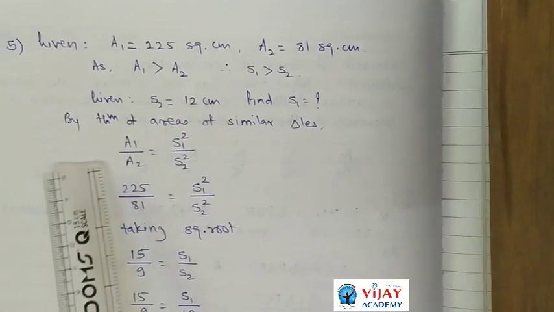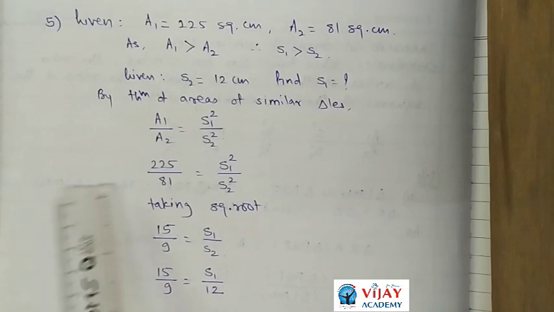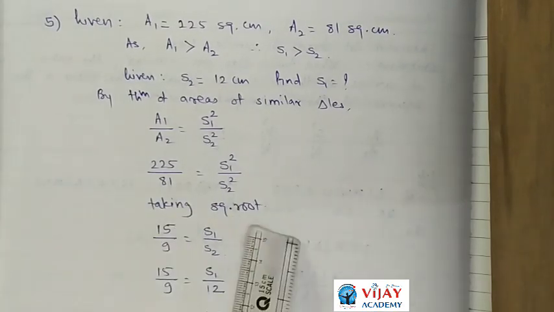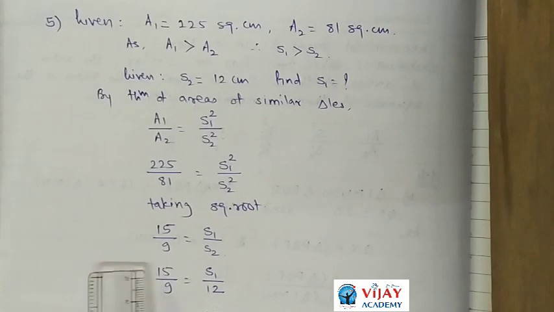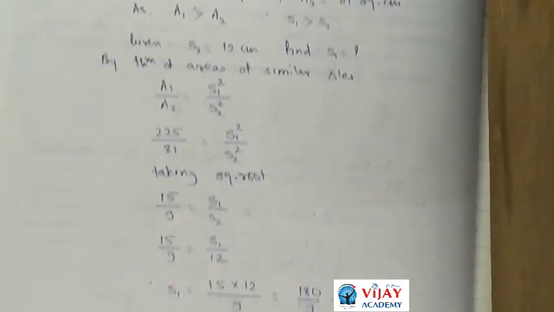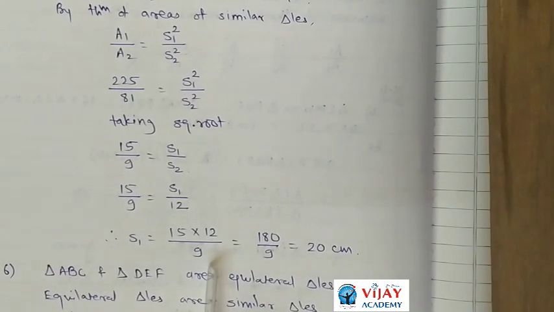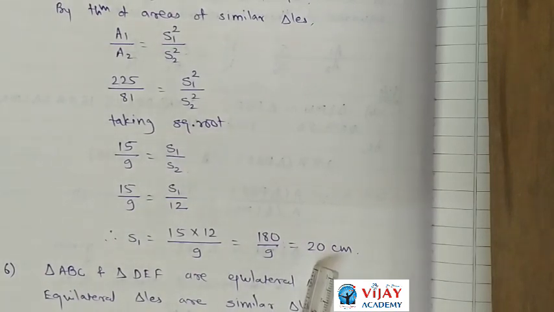We get A1 upon A2 is equal to S1 square upon S2 square. Now substitute the values: 225 upon 81 is S1 square upon S2 square. Taking the square root, 15 upon 9 is equal to S1 upon S2. S2 is given 12, so 15 upon 9 is equal to S1 upon 12. Now taking the cross multiplication, we get S1 is equal to 15 into 12 upon 9. 15 twelves are 180, upon 9, we get 20 centimeter.